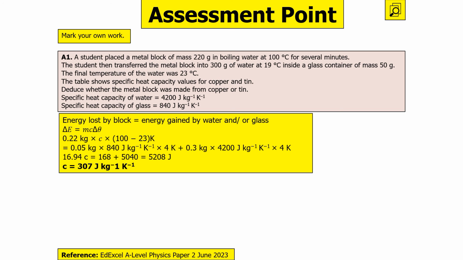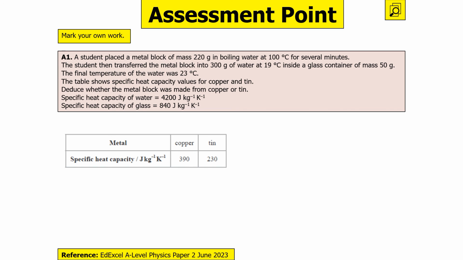So it's 0.05 times by 840 times by 4 plus 0.3 times by 4,200 times by 4. So we can write an equation out and say 16.94 C is going to be equal to 5,208 joules. So therefore C is going to equal 307 joules per kilogram per Kelvin. So as you can see from the previous table, as it is 307, the answer is going to be copper.